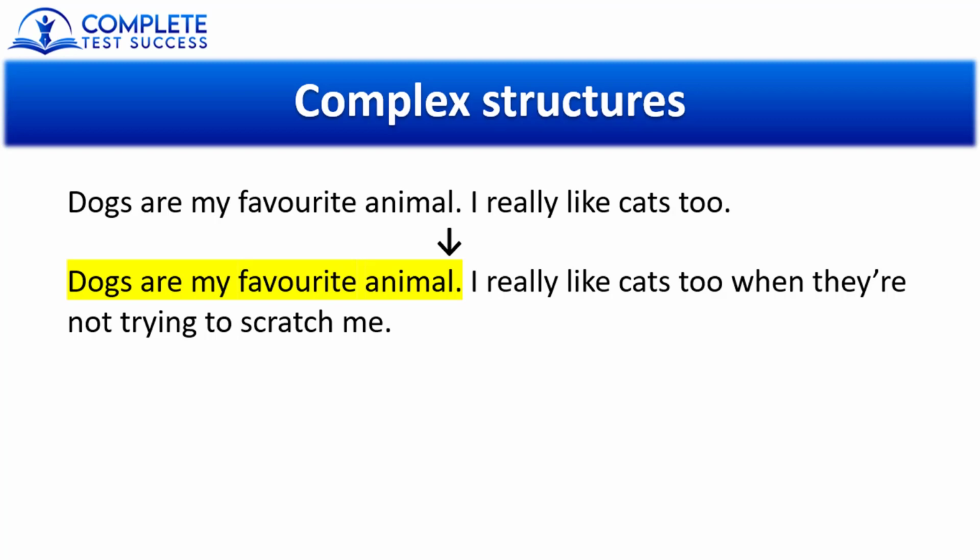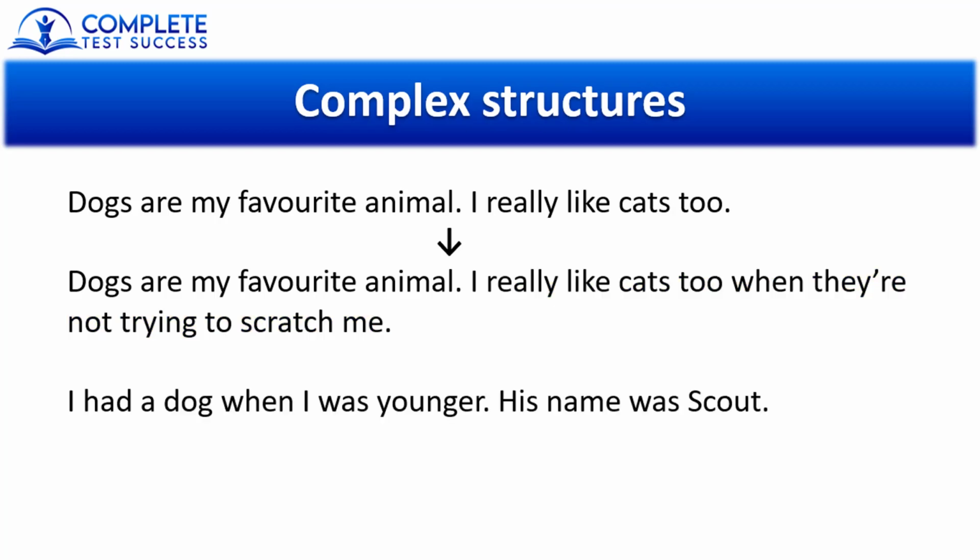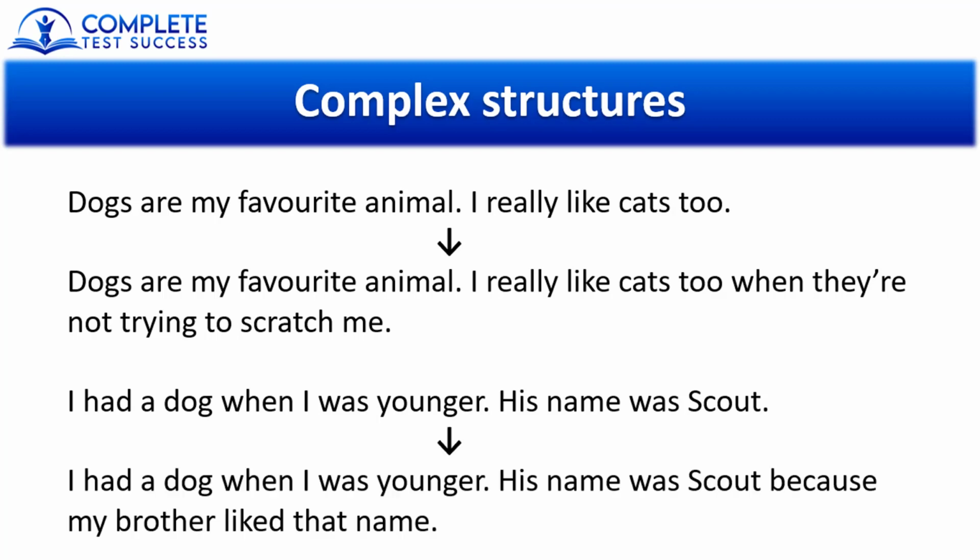So this first part is a simple sentence, and this second part is a complex structure. We also had the sentences, I had a dog when I was younger, his name was Scout, and I can change his name was Scout into a complex structure by adding, because my brother liked that name. Again, the first part is a simple sentence, and the second part is a complex structure. So you can see that complex structures are not actually complicated, but it is essential that you use these even if you're just aiming for a band 5.